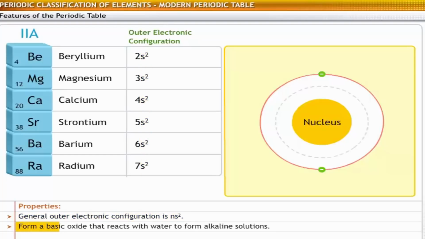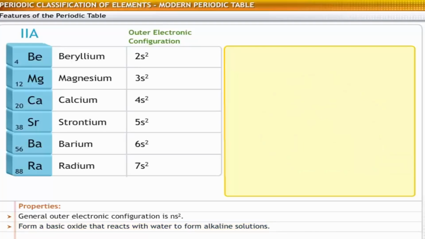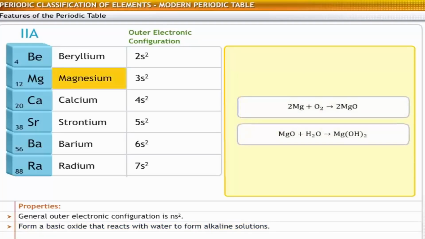These elements are also known as alkaline earth metals, since they hydrolyze easily to form alkaline solutions. For example, magnesium oxidizes to form magnesium oxide. This compound can be dissolved in water to form magnesium hydroxide.